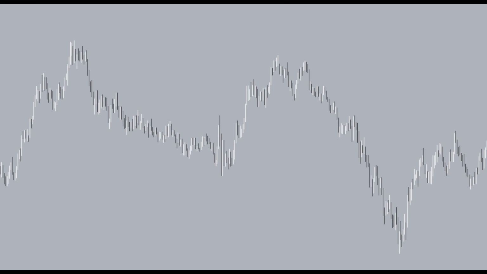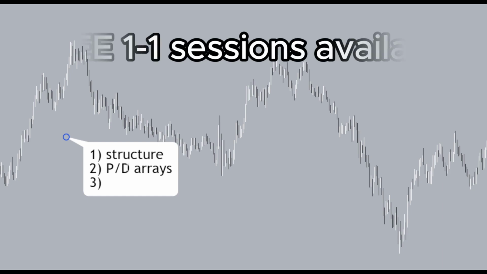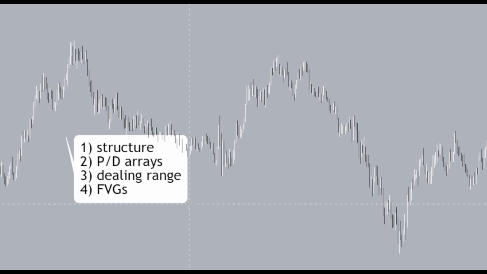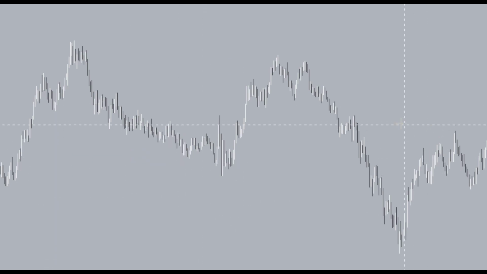I've decided to formulate a 4-step plan that I think everybody should use when it comes to determining a bias. So we look at the 4 basic pillars. We look at our market structure, or structure for short. We look at our PD arrays. We understand what dealing range we are in. And of course, we want to identify any inefficiencies or fair value gaps. These are the 4 critical areas we want to look at when it comes to determining a bias in price. So again, what we have over here is our structure.